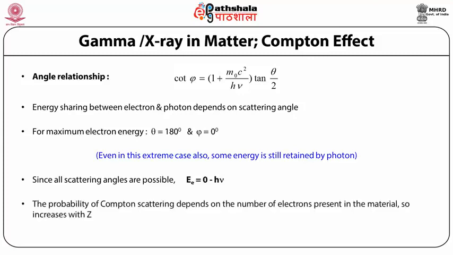The probability of Compton scattering depends on the number of electrons present in the material, so it increases with Z. What does this mean? This means that if we have different materials and photons of the same energy interact with them, then the Compton scattering will be highest in the material which has the highest Z. So the probability of Compton scattering is proportional to Z.